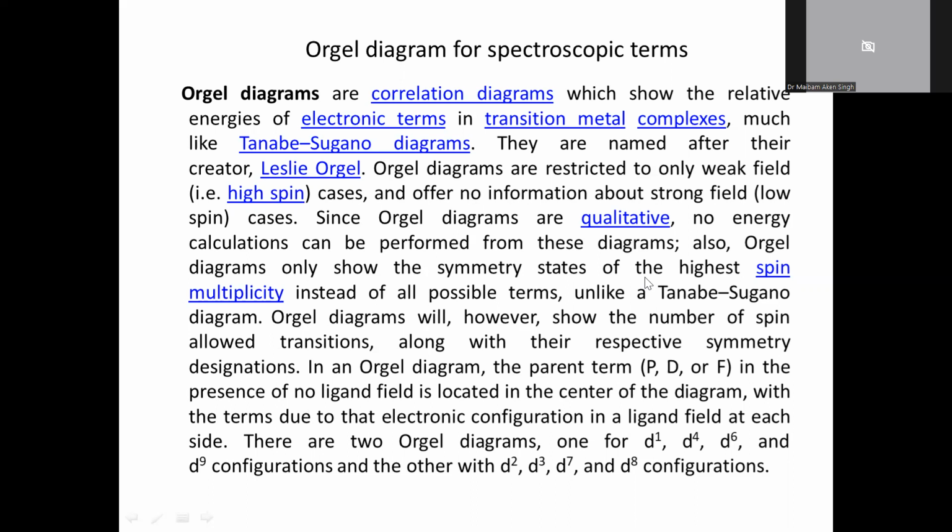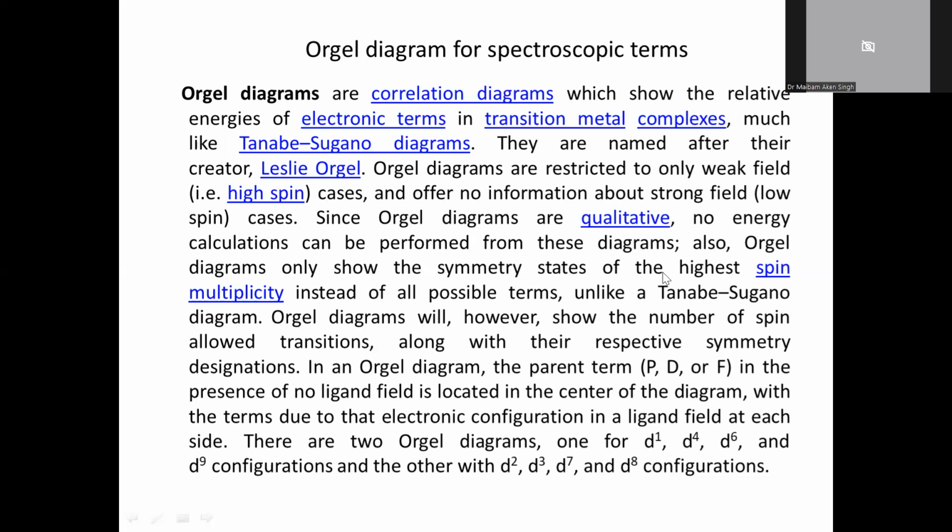The Orgel diagram is mainly restricted to the weak field. For the weak field ligand, we will get high spin, and for the strong field ligand, we will get low spin. What is the meaning of low spin and high spin?